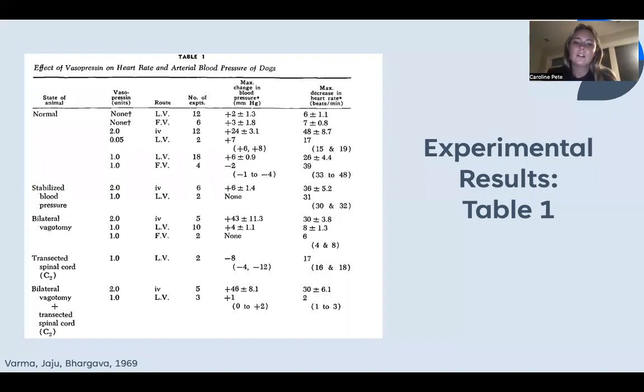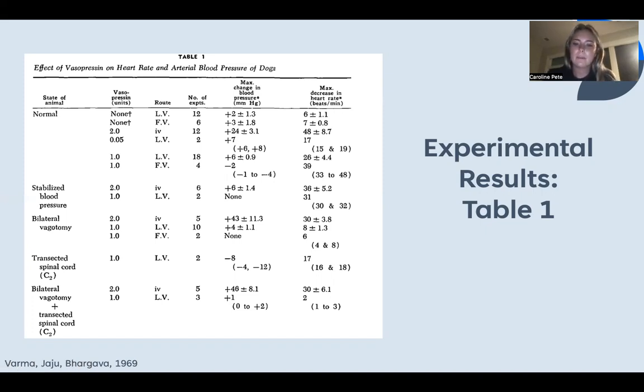An overview of the experimental results is displayed in this figure right here. So we have table 1. You can see that the state of the dog is listed right here on this side. And then you have the vasopressin, the number of vasopressin units, the injection route, the number of experiments, the maximum change in blood pressure, and then the maximum decrease in heart rate.